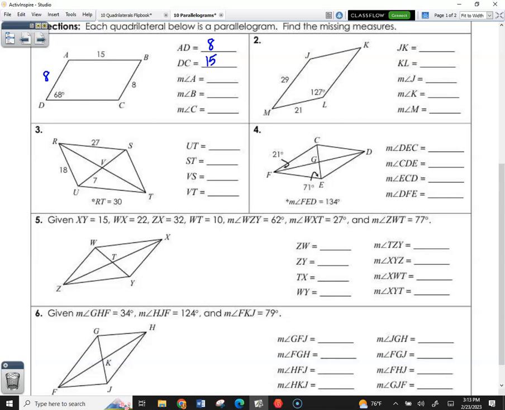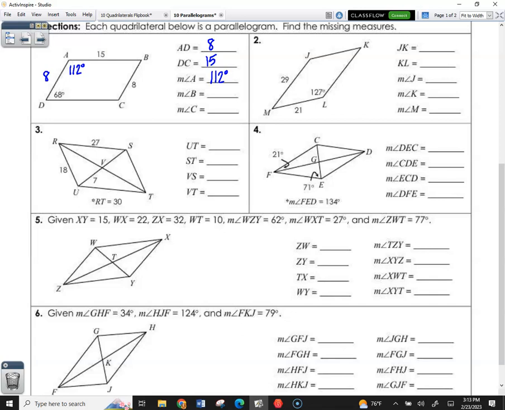It says find the measure of angle A. Your clue is angle D measures 68. D is next to angle A. So are they equal or add to 180? They add to 180. So 180 minus 68 is 112. It helps to label your picture. All right, I'm going to jump to number 3.